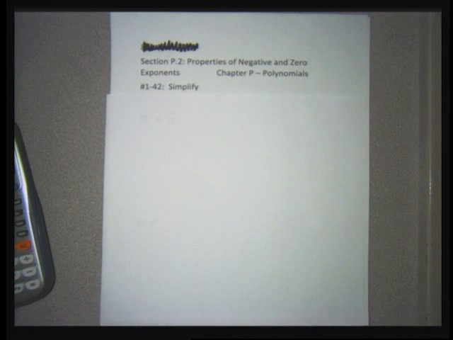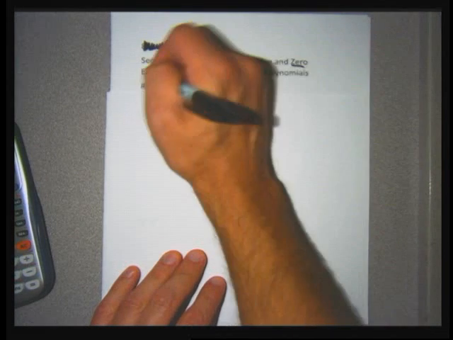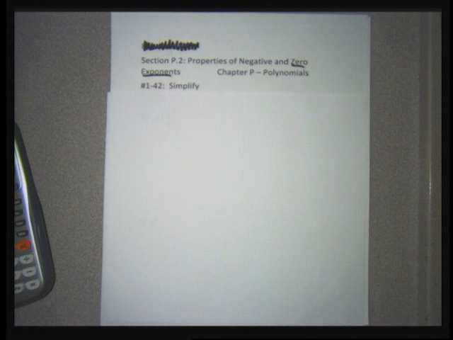I'm going to split section P2 up into 2 videos. The first video is going to cover just problems 1 through 42, and it's on zero exponents. The second video covers from 43 to the end. It's like 43 to 140 something, and it's with the negative exponents. The second video is way longer than the first video, and it's a lot more complex. The first video, covering the zero exponents, is supposed to be easy-ish, so hopefully it goes pretty smoothly.